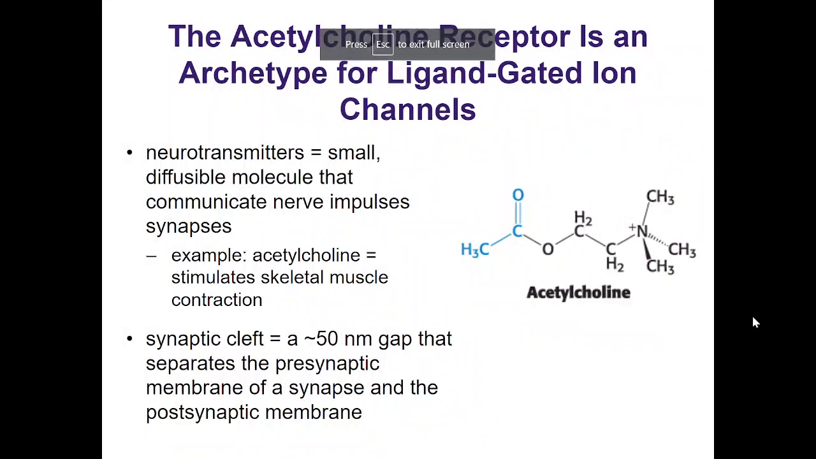Okay, so this is the acetylcholine receptor. And again, this is an archetype for the ligand-gated ion channels. That's acetylcholine right there. The neurotransmitters are going to be small, diffusible molecules that will communicate nerve impulses at synapses. Some of the examples would be acetylcholine, which is probably one of the more famous examples. This stimulates skeletal muscle contraction. And so you've all probably heard of acetylcholine at some degree, somewhere, I hope.